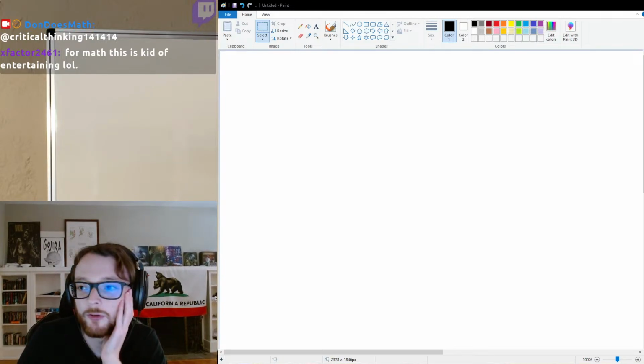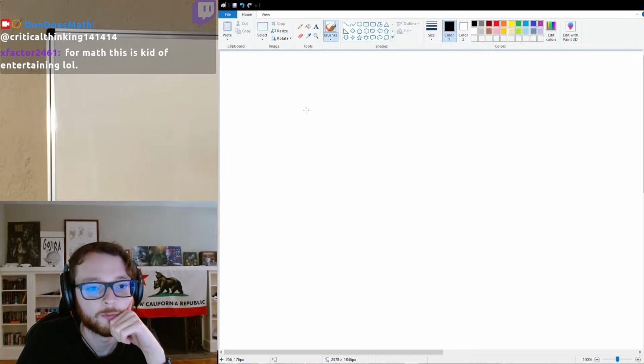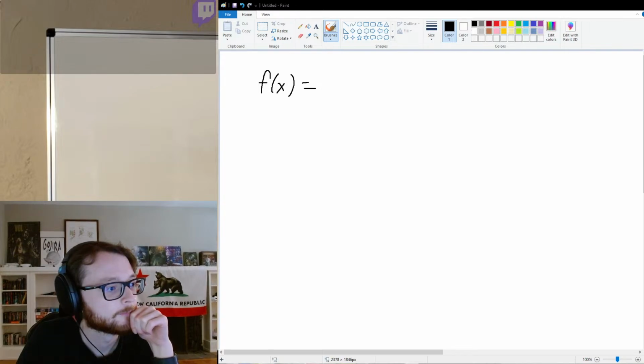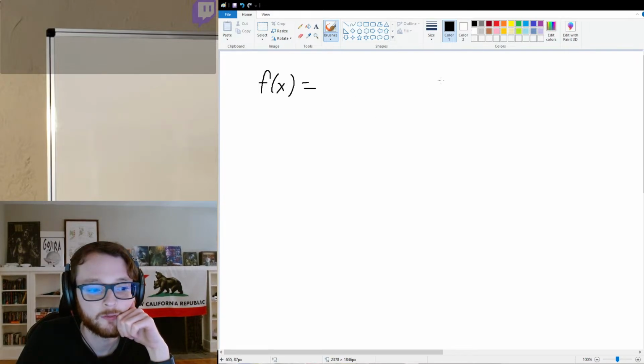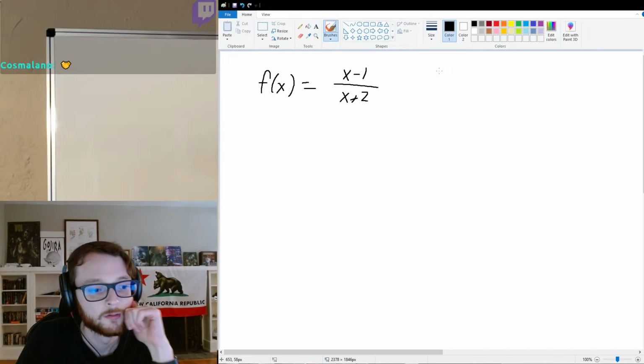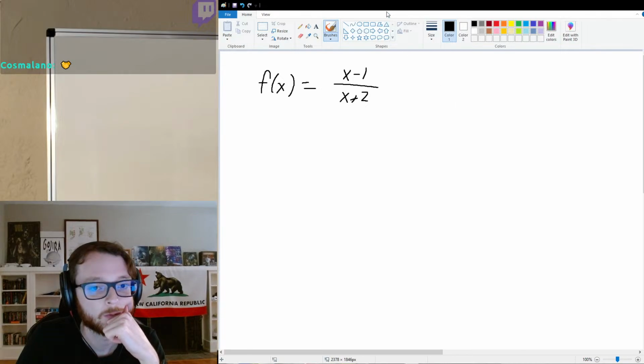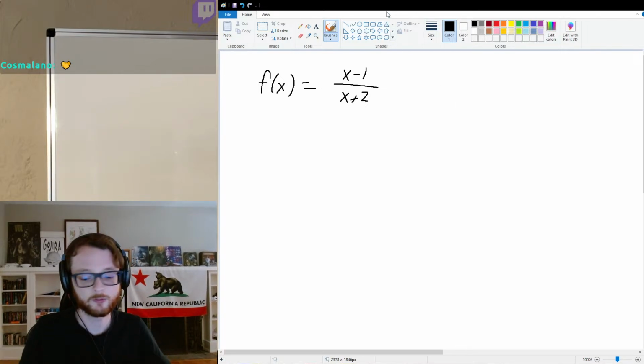I'm normally up at a whiteboard solving these problems, but my mic died, so I'm just using Paint right now. My normal shtick is I do math help on Tuesdays, Thursdays, and Saturdays. The first part of Saturdays becomes like a physics reading group, and then on Wednesdays and Fridays I play games.